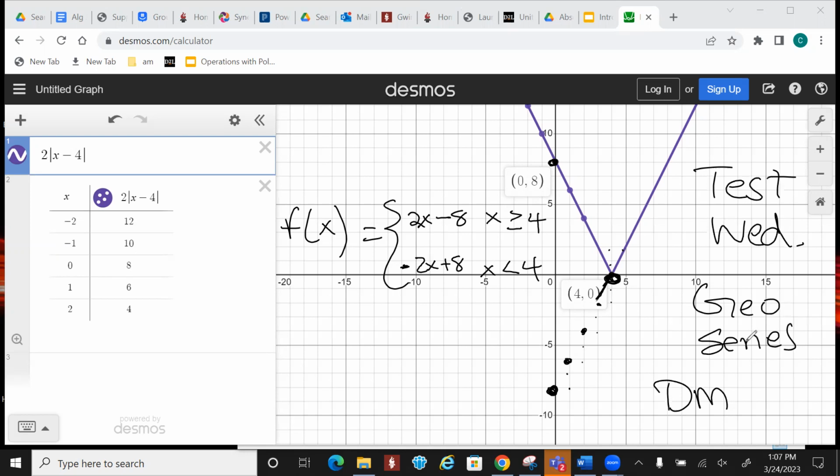Okay. And Delta Math, that is also due next week. I don't remember the date. I think I gave you Wednesday. Okay. The one on the 22nd's already passed. Geometric is the geometric series one. Yeah.